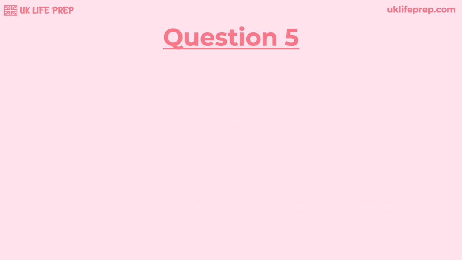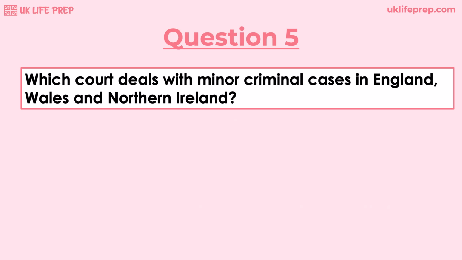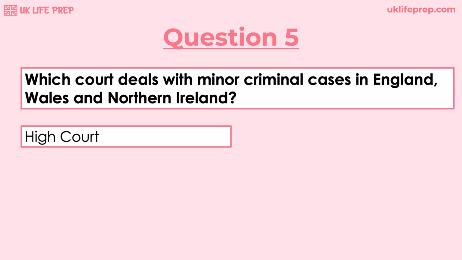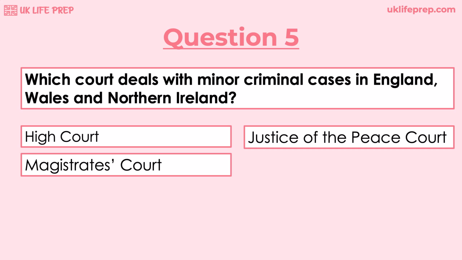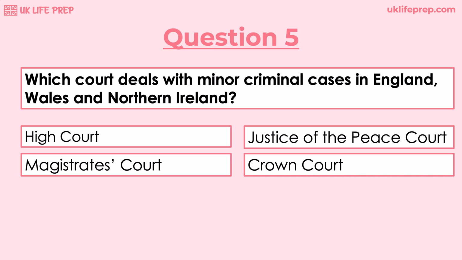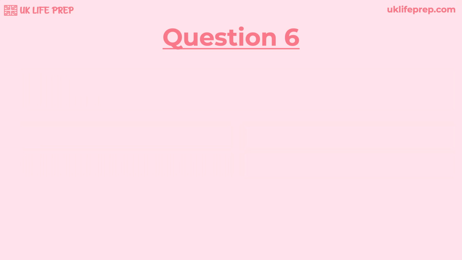Question 5. Which court deals with minor criminal cases in England, Wales, and Northern Ireland? Is it A. the High Court, B. Justice of the Peace Court, C. Magistrates Court, or D. Crown Court? The correct answer is C. Magistrates Court. Let's also move on to another hard court-related question, question 6.